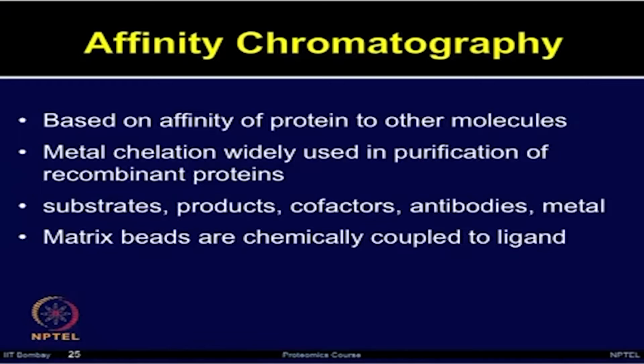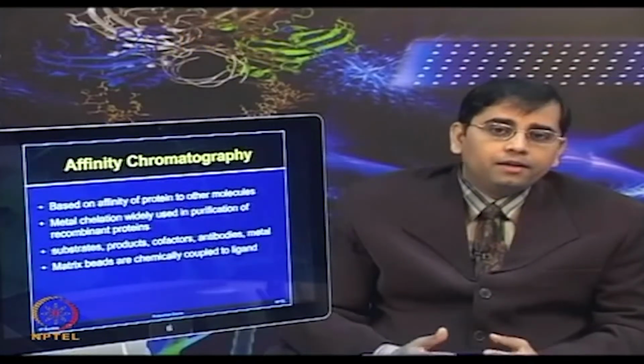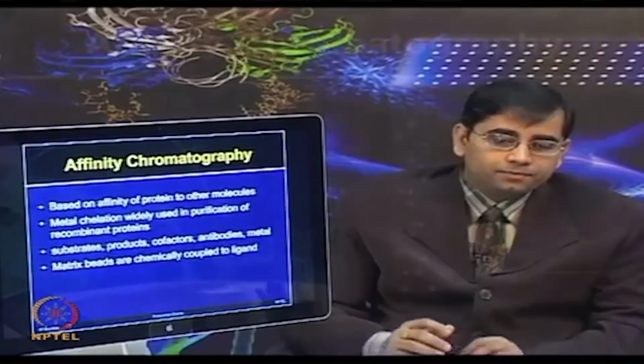So, affinity chromatography is based on the affinity of proteins to their ligands or other molecules. Metal chelation is widely used in the purification of recombinant proteins. Various substrates, products, cofactors, antibodies or metals can show affinity for a given protein, and this is used as a strategy to purify proteins based on their affinity. The matrix beads are chemically coupled to these ligands.